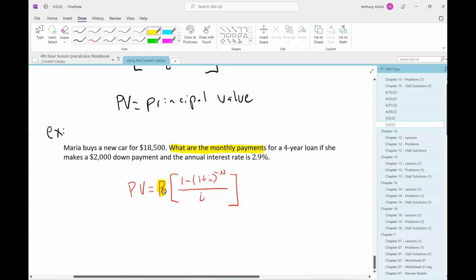Yeah, what are the monthly payments? So that's going to be R. R are going to be our monthly payments. Okay. So let's start filling in some values. What are we gonna put in for PV? 18,000. Not 18,500. Oh, sorry. Not 2,000. 16,500. Right?